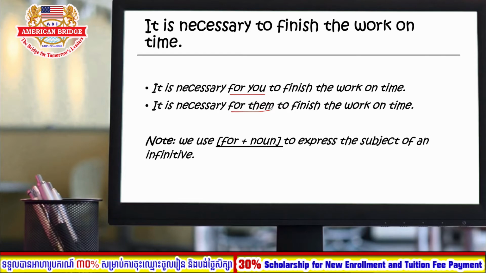So if we compare our two sentences here with the first sentence, which one is clearer? It is necessary to finish the work on time. And it is necessary for you and for them to finish the work on time. I think it is clearer when we add the subject of the infinitive to make sure the reader knows who you are referring to. So we can use the structure for plus pronoun mostly to express the subject of an infinitive.